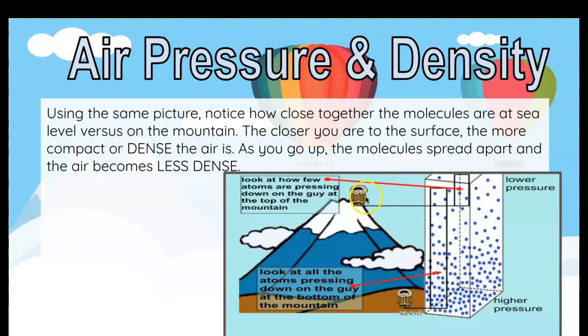As you go up in altitude, so as your height increases in the atmosphere, there are fewer molecules pushing down on you. They're more spread apart, so that means the air is less dense.